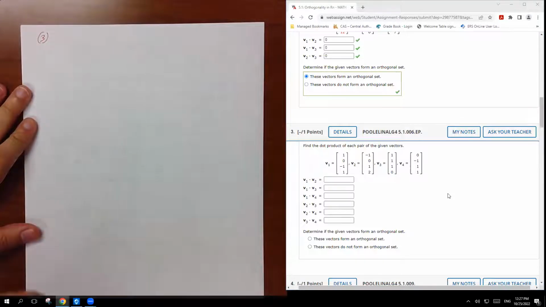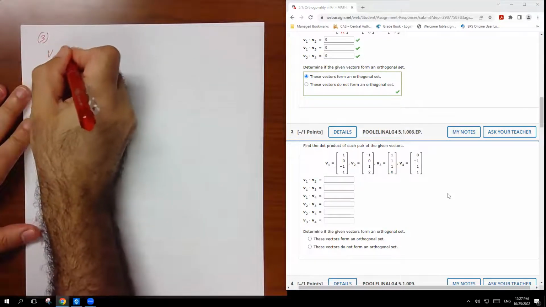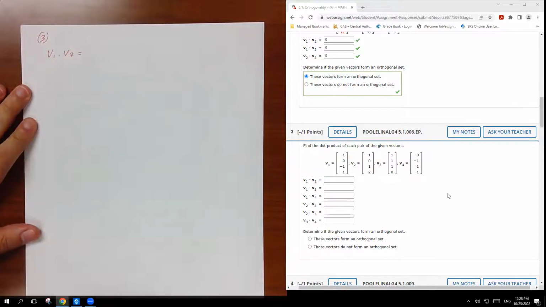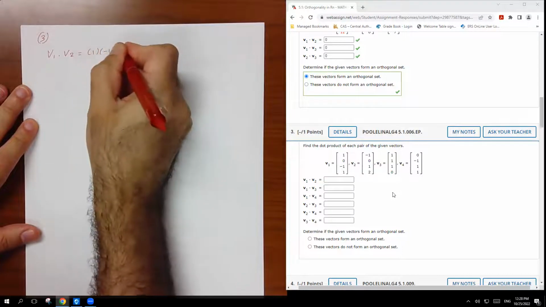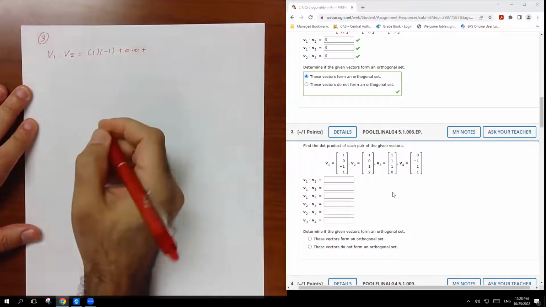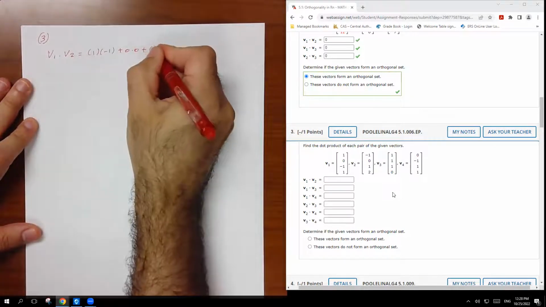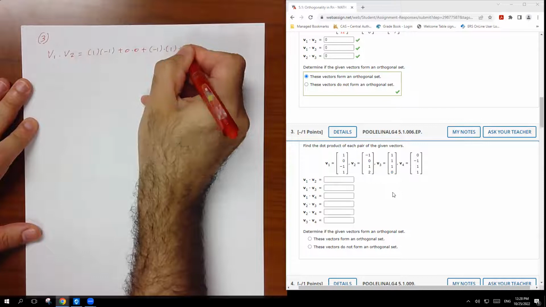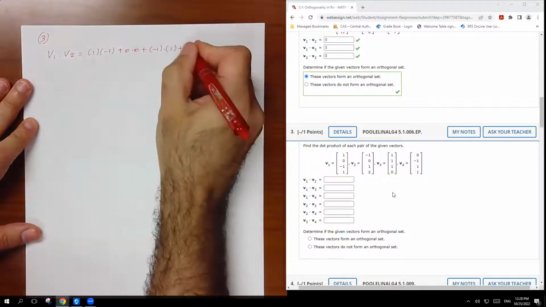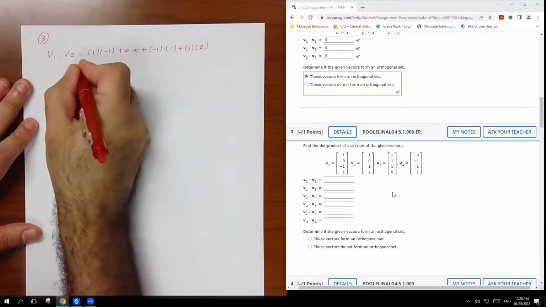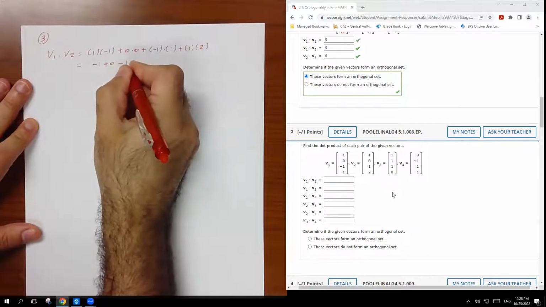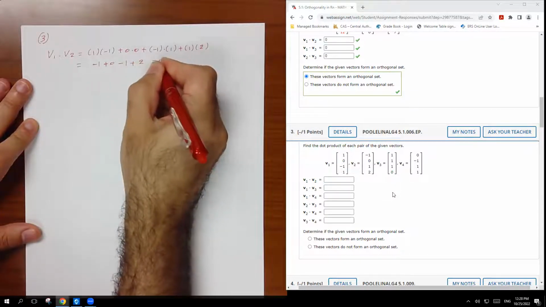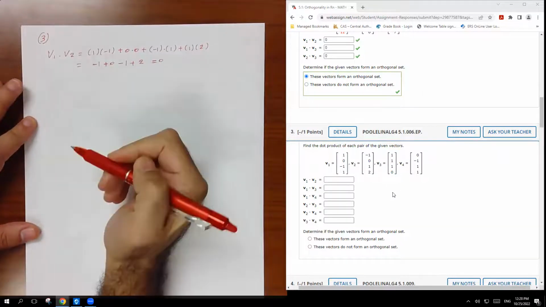So V1 times V2. The dot product between V1 and V2. So it's going to be -1, 1 times -1. So 1 times -1 plus 0 times 0 plus -1 times 1 plus the last is 1 times 2. So the result is going to be -1 plus 0 minus 1 plus 2. And then it's equal 0. Because -1, -1 plus 2 is going to be 0.